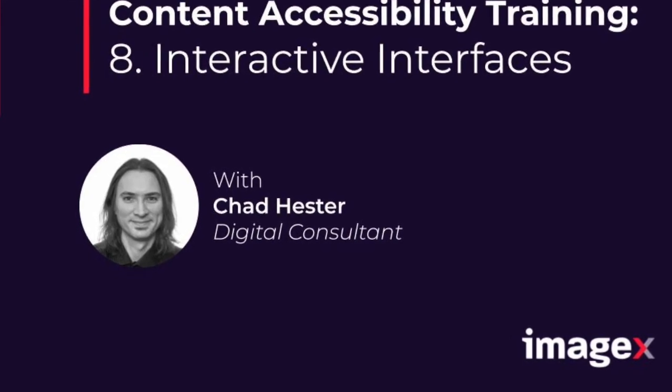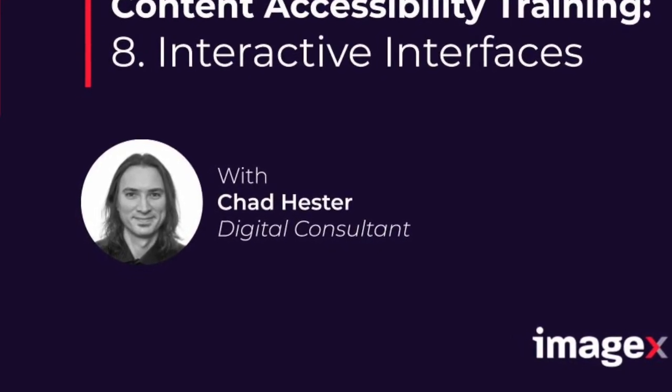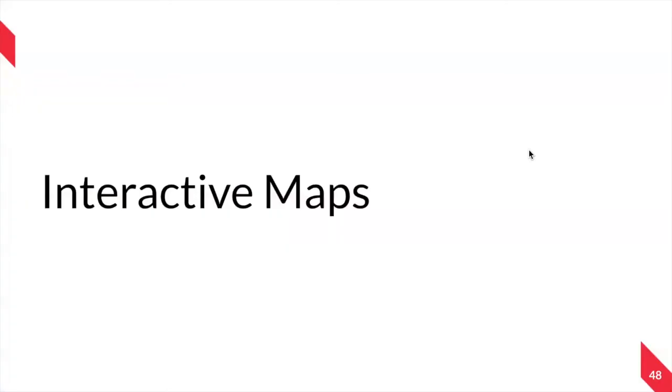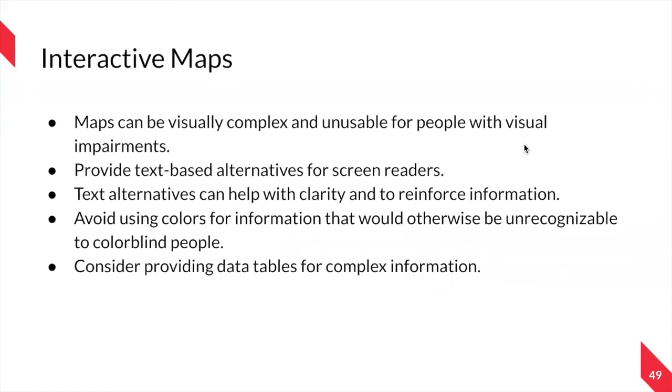In our last video about accessible content, we're going to take a look at alternatives to interactive interfaces. Now, the first and most common example is interactive maps. Interactive maps can be visually complex and generally unusable for people with visual impairments. How am I going to see the map if I can't see?